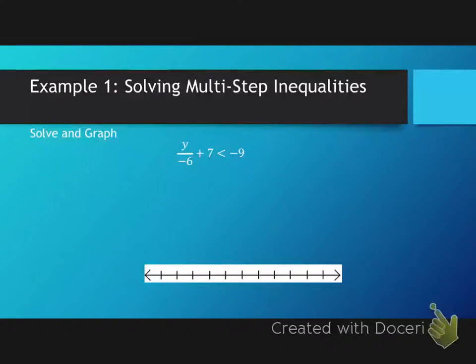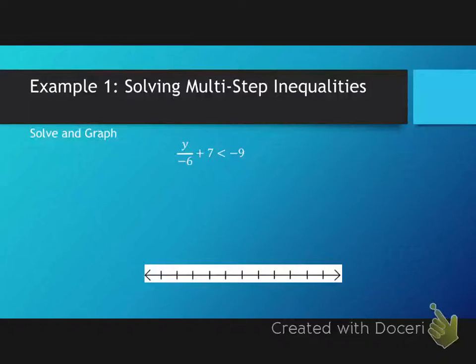Now you're going to do this the same way you would an equation. Remember that our only rule change is that if you multiply or divide by a negative number, we need to flip the inequality sign. So the first thing I need to notice here is that I am working with a multi-step equation. So just like a regular equation, I need to first, remember, do the reverse PEMDAS, get rid of the add and subtract first.